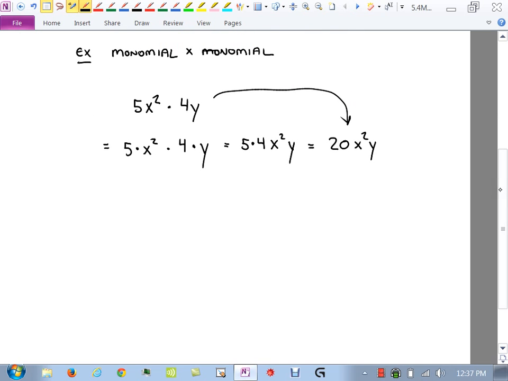Try a different example. Again, I'm just going to put mono because I'm lazy. Mono times mono. How about this one? Negative 7x squared y, I put that in parentheses, times negative 10 thirds xy cubed.